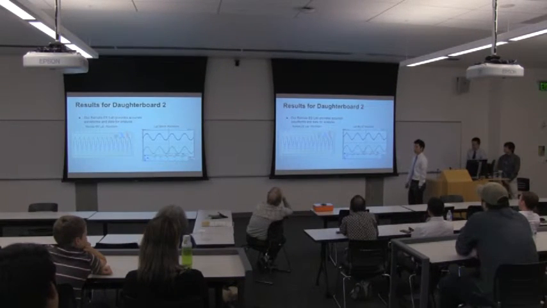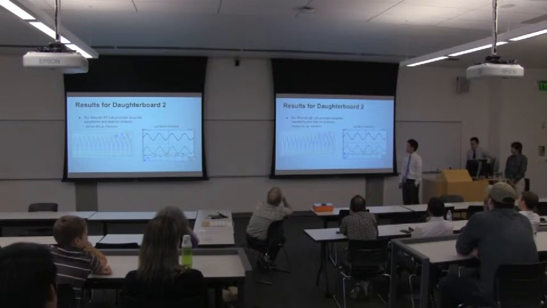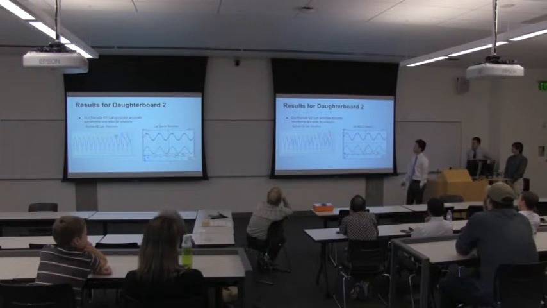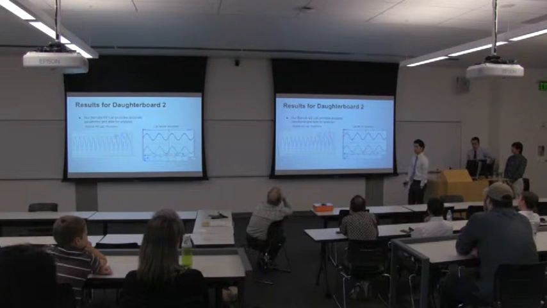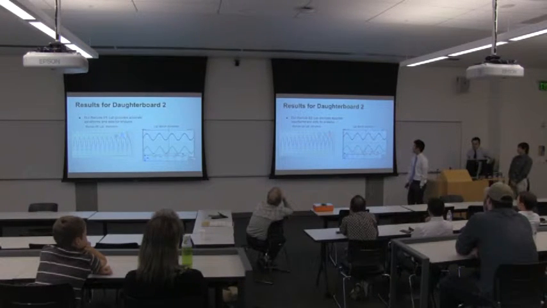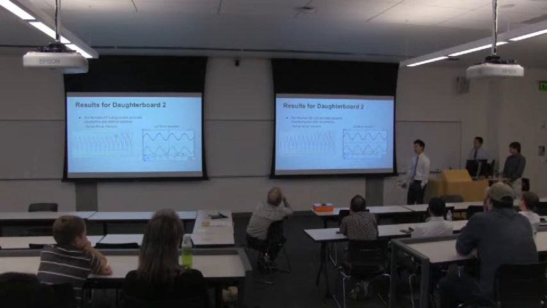So some results for our daughterboard 2. Our remote EE lab provides accurate waveforms and data for analysis. We have our remote EE lab waveform, which is what the user would see when they're using our device. And on the right is our lab bench waveform, which the EEs are used to seeing on the oscilloscopes in the lab. They appear to be different, but this is because they're on different time scales, but they're actually identical waveforms.